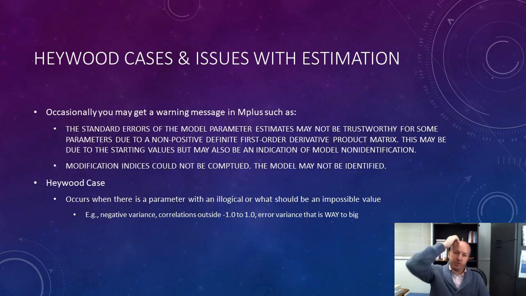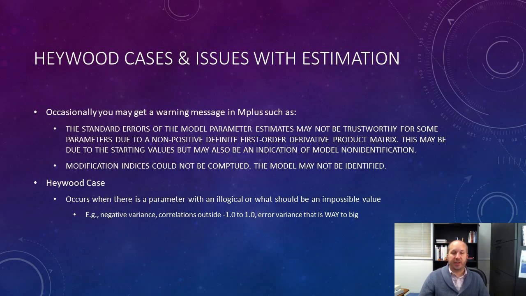So when you have a Heywood case, or when you have problems with positive definiteness, you will commonly get an error, and it will usually first say the model terminated normally, and then it will say warning. There will be a warning under that, and it will be in all caps, and it will say something like the standard errors of the model parameter estimates may not be trustworthy for some parameters due to a non-positive definite first-order derivative product matrix. So that sounds really complicated, but what it's essentially saying is you had an issue with estimation. It may further in this warning tell you exactly which parameter the issue may be with, and it may not.